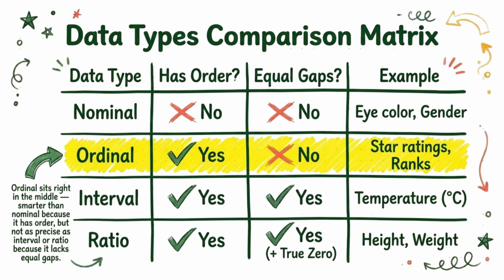Data types comparison matrix. Here's the full picture across all 4 data types. Nominal, no order, no equal gaps. Ordinal, has order, but no equal gaps. Interval, has order and equal gaps, but no true zero. Ratio, has everything, including a true zero. Ordinal sits in the middle, better than nominal, less precise than interval and ratio.